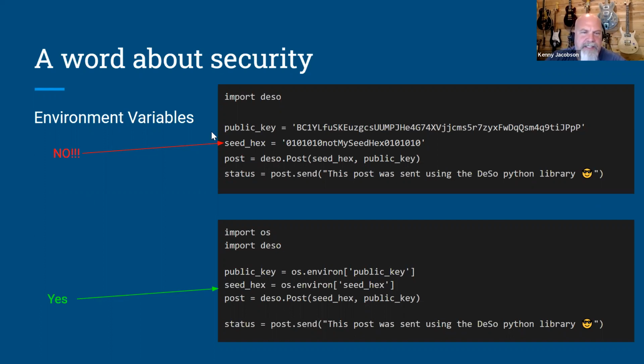And so instead of doing public, well, especially seed hex, public key is public, so it's not that important, but we could move that over to our environment variable too. And so this is the way we would want to do it. We have an environment variable called public key and seed hex. We would read those into these variables, and then we would continue on our merry way.